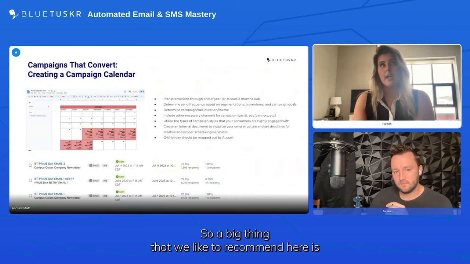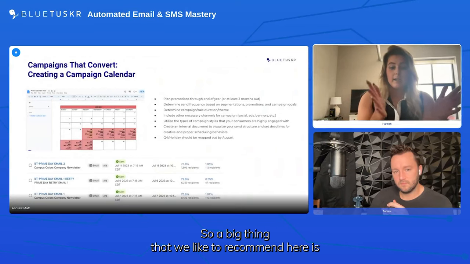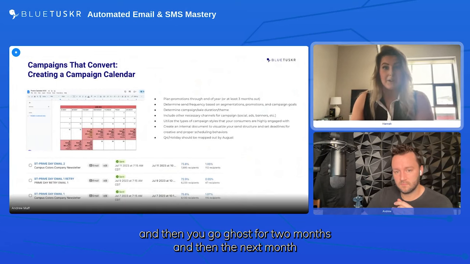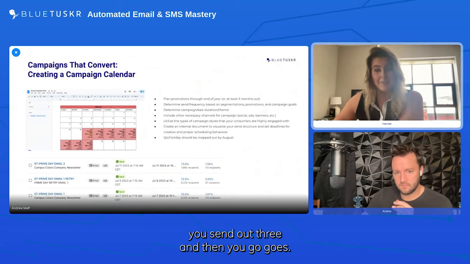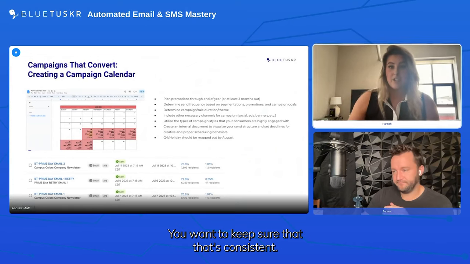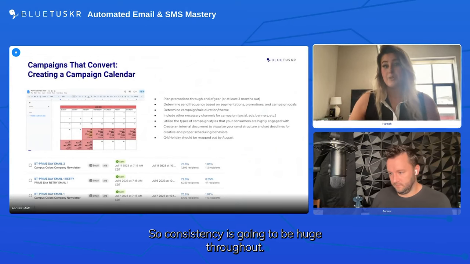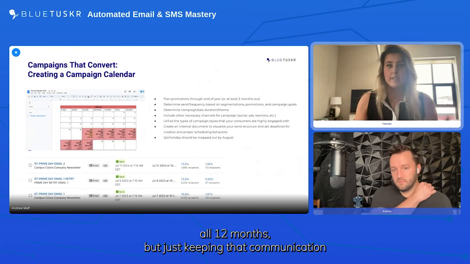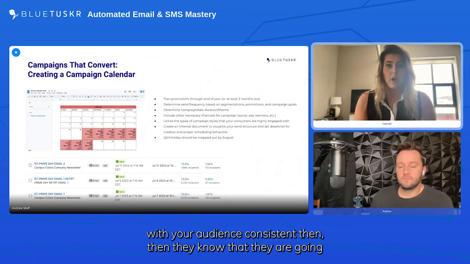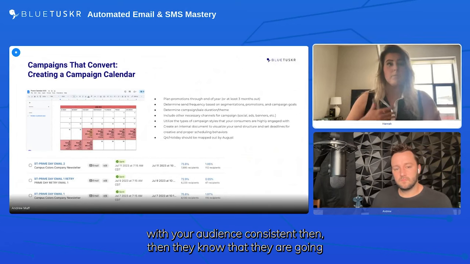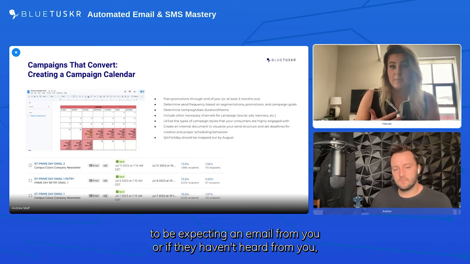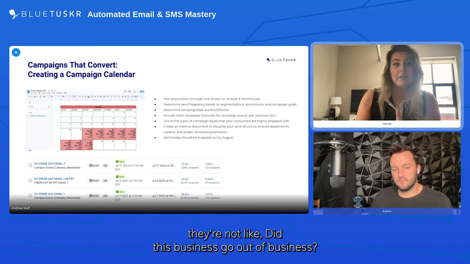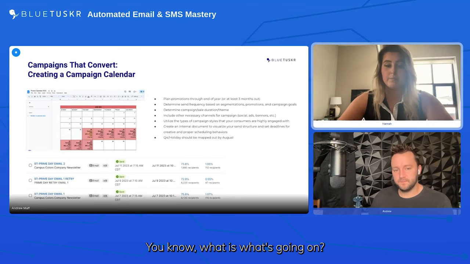So a big thing that we like to recommend here is, it can get confusing if 1 month you're sending out 8 emails and then you go ghost for 2 months, and then the next month you send out 3 and then you go ghost. You want to make sure that's consistent. So consistency is going to be huge throughout. It doesn't mean that you're going to be running a massive sale all 12 months, but keeping communication with your audience consistent, so they know they're going to be expecting an email from you, or if they haven't heard from you, they're not wondering, did this business go out of business? You know, what's going on? Mm-hmm.